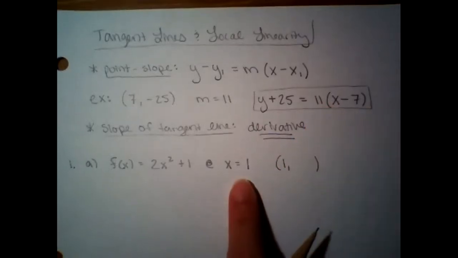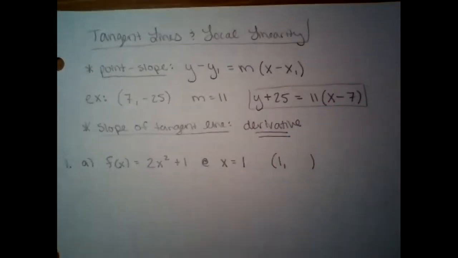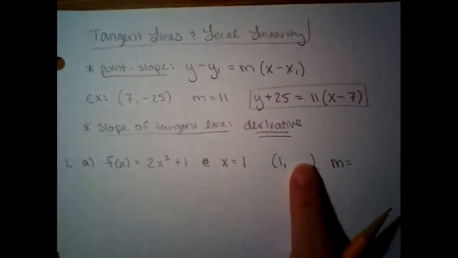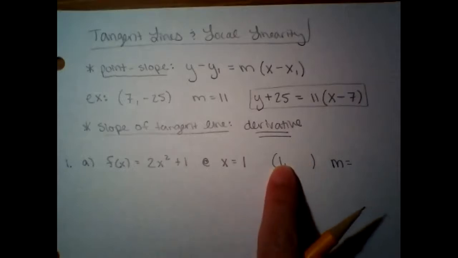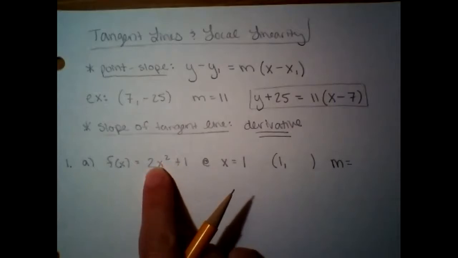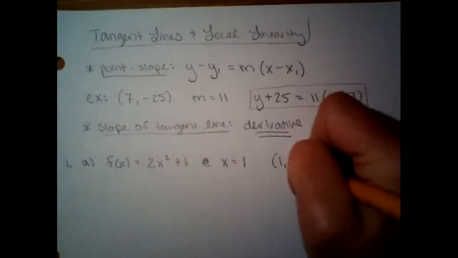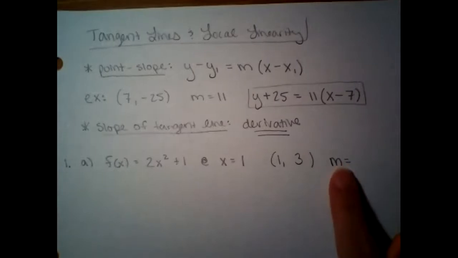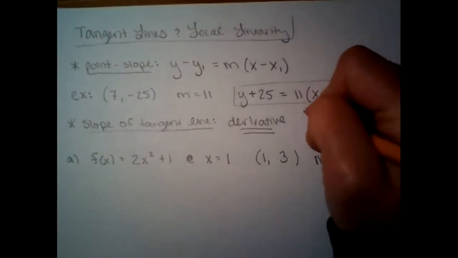Now, my point is going to be 1 comma something. And then my slope is going to come from the derivative. So to get this y value, all you have to do is plug 1 into the function. So if we plug 1 in here, 1 squared is 1, times 2 will be 2, plus 1 would be 3. So that is our point. And then again, slope comes from derivative. So let's review this formula.